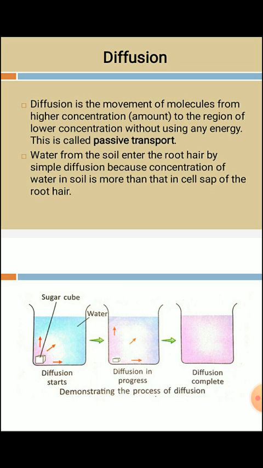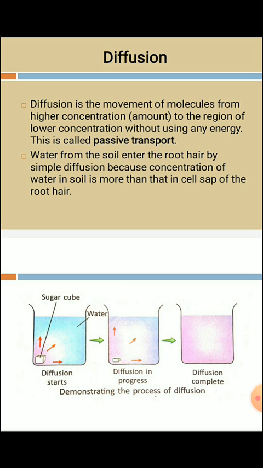Now what happened in this process? In diffusion, water from the soil enter the root hair by simple diffusion, because the concentration of water in soil is more than that in cell sap of root hair. So we can say that the process diffusion depends upon two factors.